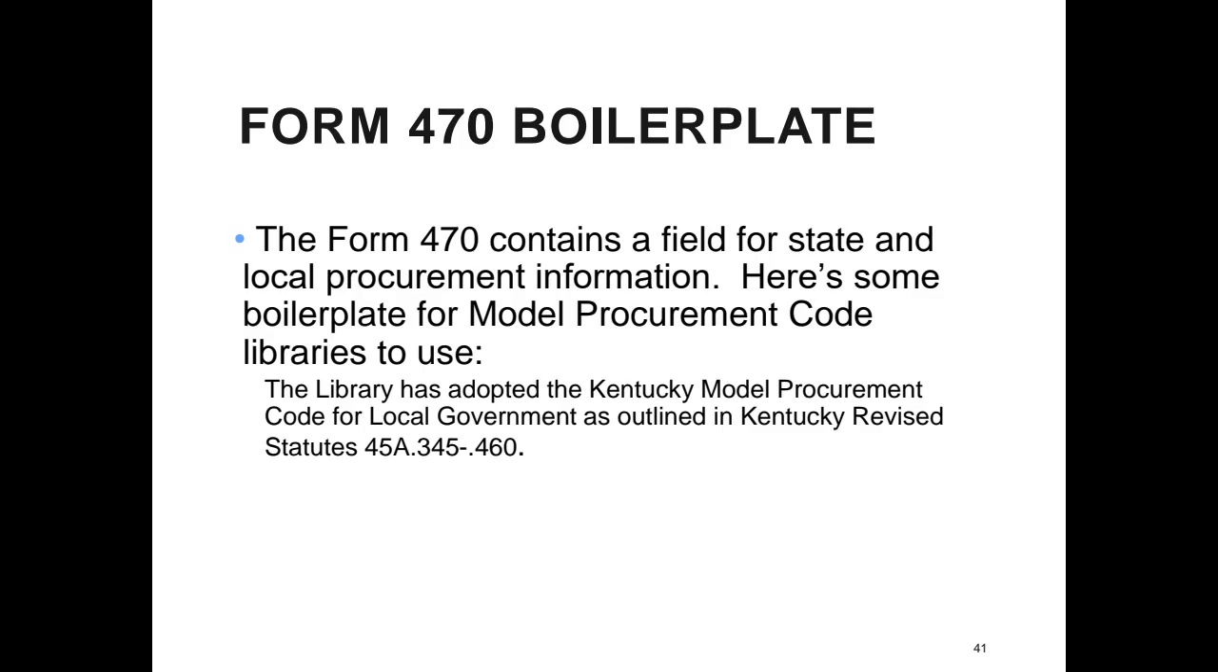And then I've just got a little bit of boilerplate for a section of the Form 470 where you have a field where you can enter state and local procurement information. So just a simple statement: the library has adopted the Kentucky Model Procurement Code for local government as outlined in Kentucky Revised Statutes 45A.345 to .460.